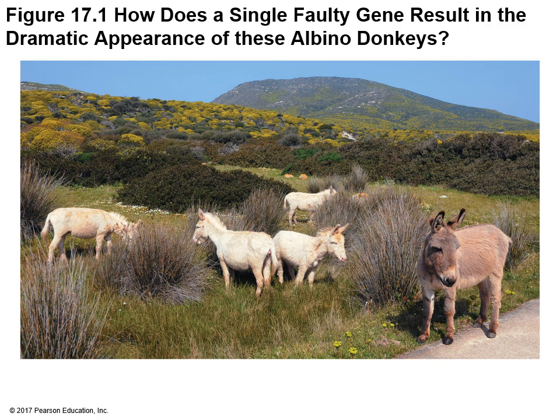So here we see a picture of albino donkeys, and they are going to be albino because they lack the pigment melanin, which makes them white-furred. This is a result of a single faulty gene, a mutation.